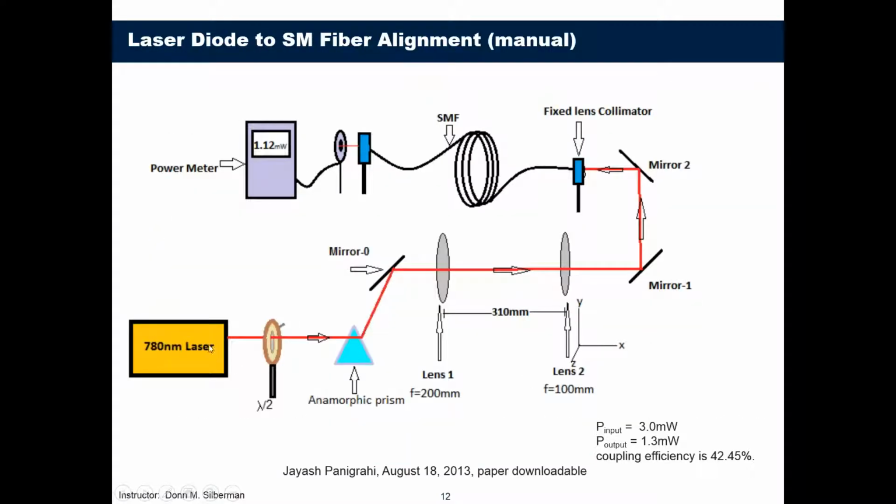Here's a laser, just a regular laser, any kind of laser diode, a prism, a mirror, just bulk lenses here, mirror, fixed lens collimator, and now it goes into the fiber, single mode fiber, and then you look at the power meter, and find out how much light you're actually getting from the laser through all these bulk optics, through a fiber optic to the power meter.